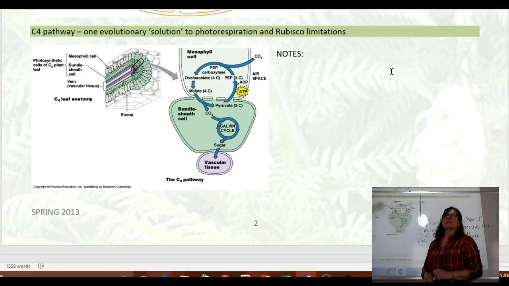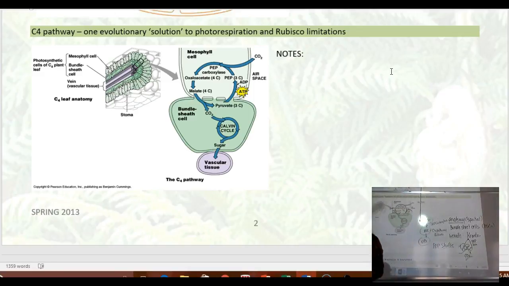This is a spatial adaptation. CO2 enters the mesophyll cells. Okay. And then the PEP shuttle transfers it to the bundle sheath. Okay. And what's the first 4-carbon molecule? Malate. What's the first 3-carbon molecule? Pyruvate. Is that the OAA, oxaloacetate? Mm-hmm.